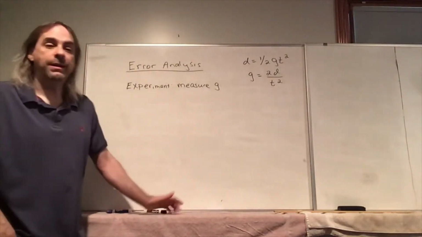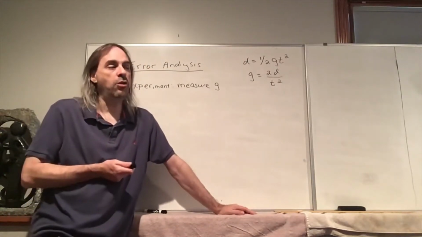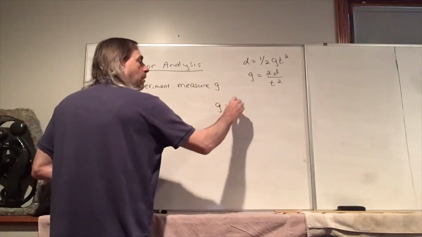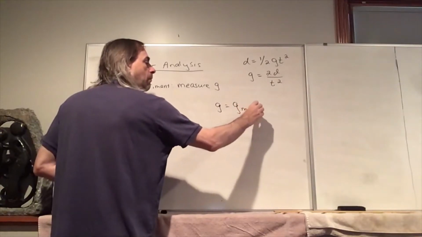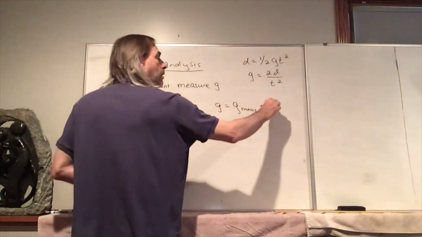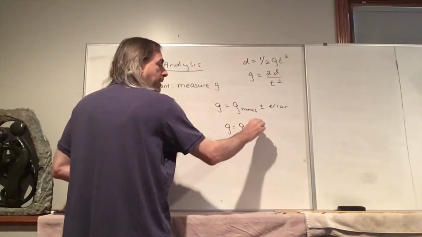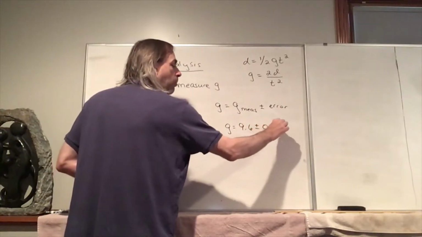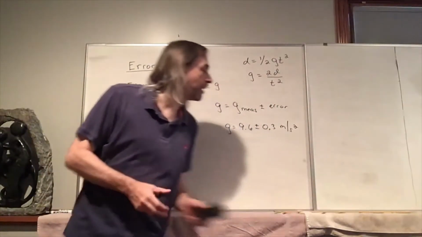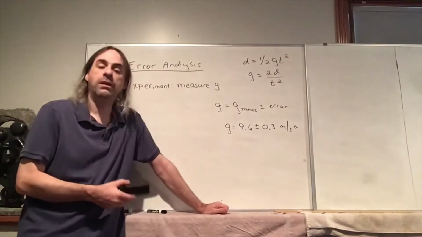We would not expect to get exactly 9.8 meters per second squared. And so ideally what we would like would be g equals our measured value plus or minus some error. So an example of that could be, g equals 9.6 plus or minus 0.3 meters per second squared. Something like that would be good. So when it comes to measuring things, we want to be able to estimate the size of the uncertainty in our measurement.